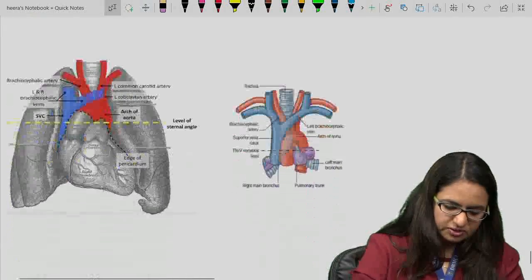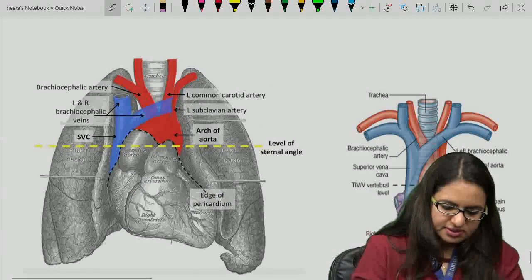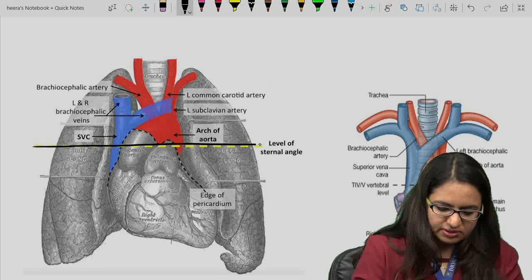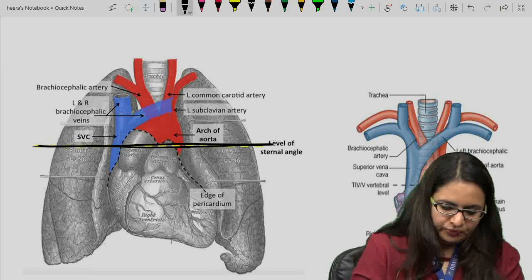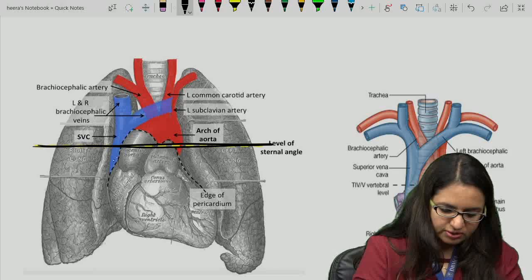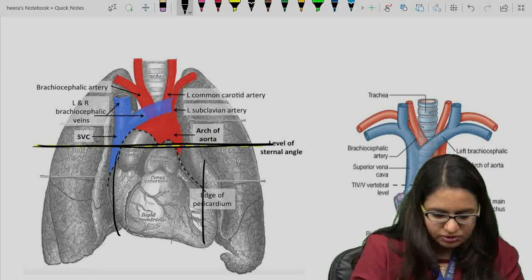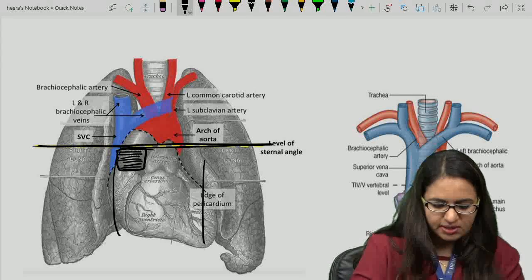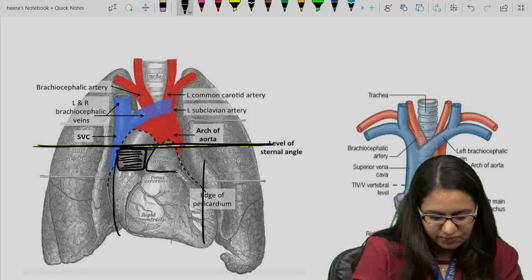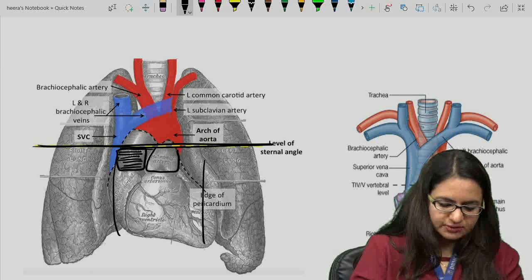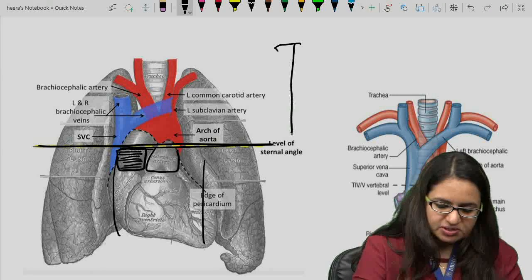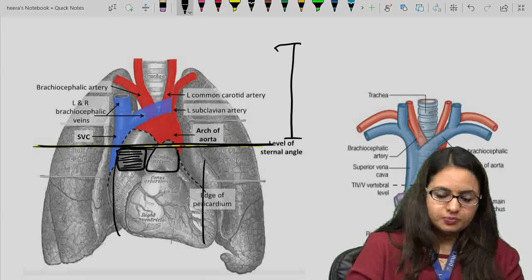If you see in this picture, we can very well visualize that this is the line through the sternal angle, and the structures present in between are the structures in the middle mediastinum. So, this is the ascending aorta portion which lies in the middle mediastinum, as well as the pulmonary artery along with its divisions. The structures present above this are the contents of the superior mediastinum.